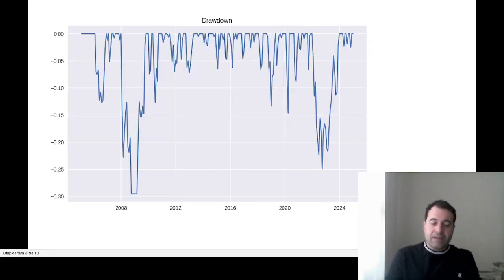Drawdown. Now let's look at drawdowns. Drawdowns are inevitable in systematic trading. What matters is how deep they are and how quickly the strategy recovers. In this case, drawdowns are controlled and recovery periods are relatively fast. That's critical for real-world deployability.